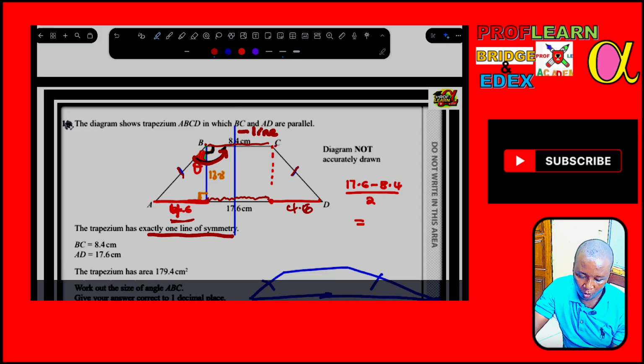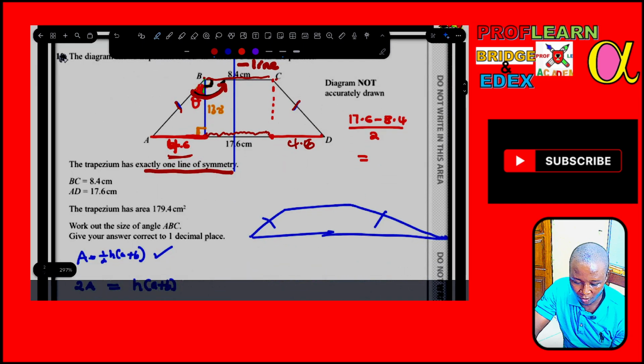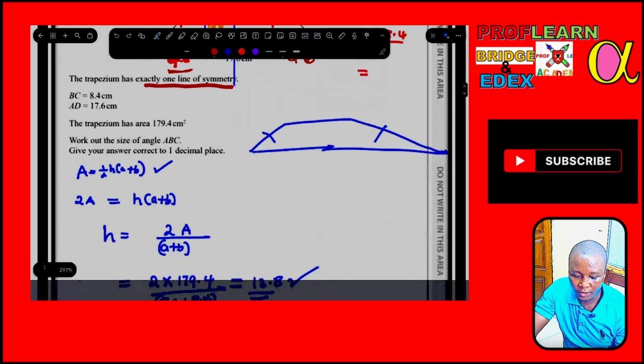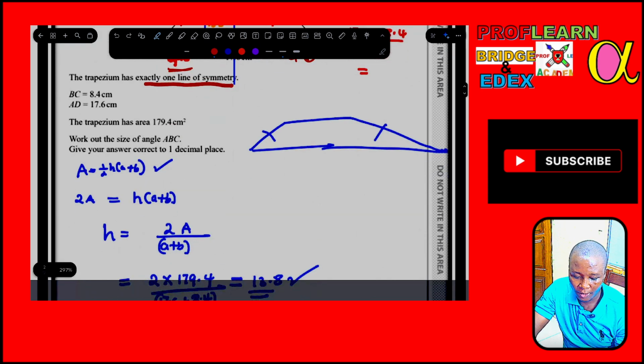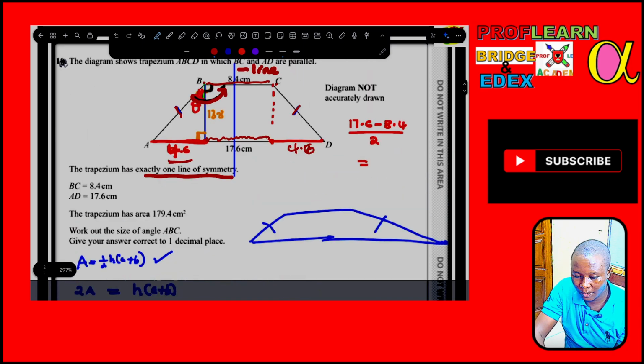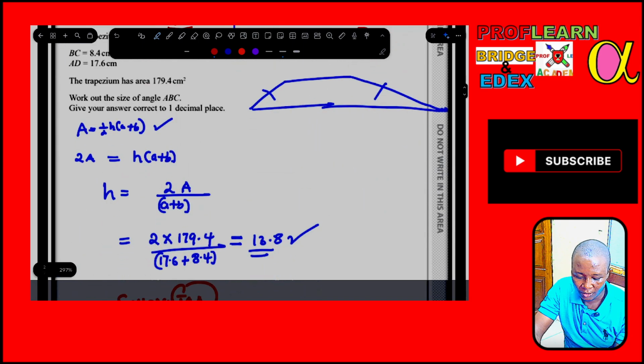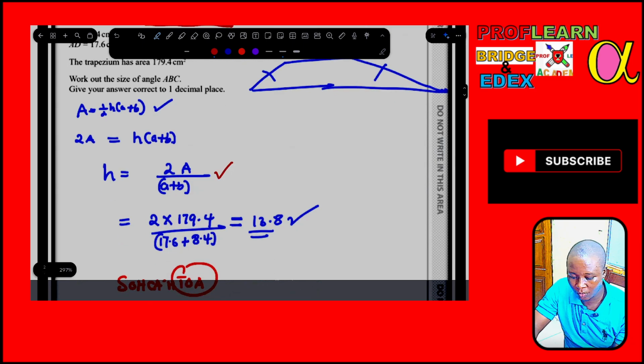Okay, so if you have 4.6, and you are told that the area of the trapezium is 179.4, then we can use area equals a half h times a plus b, where a plus b are the two parallel sides, this side and this particular side. So we're going to have 8.4 plus 17.6, and then we look for the height. If you make h the subject, you're going to get the height being 13.8.